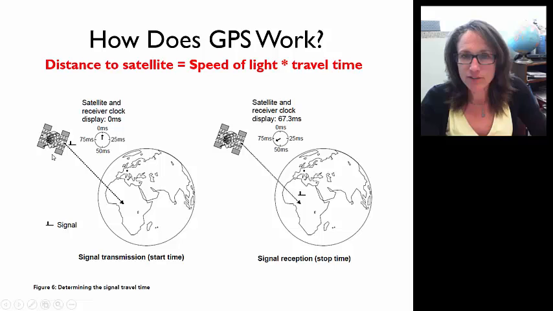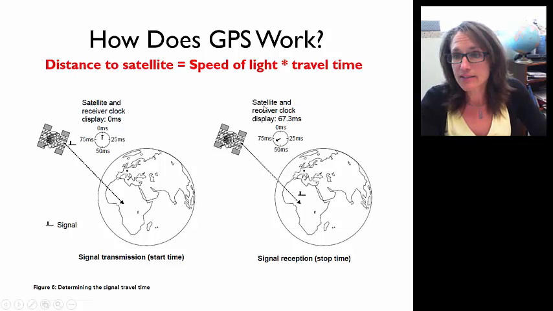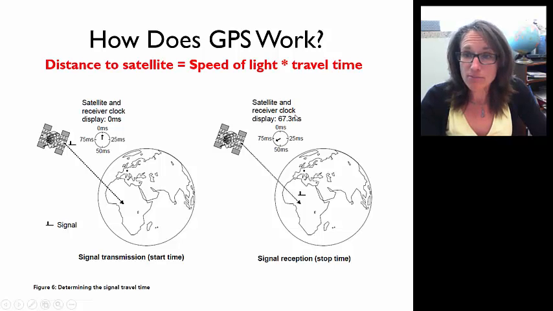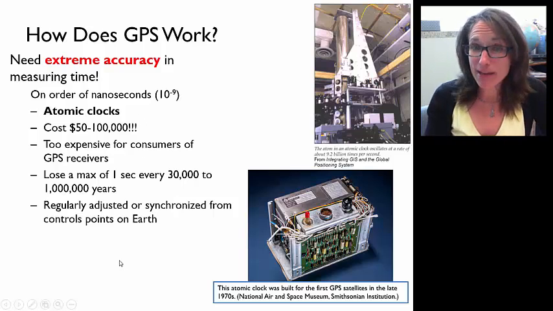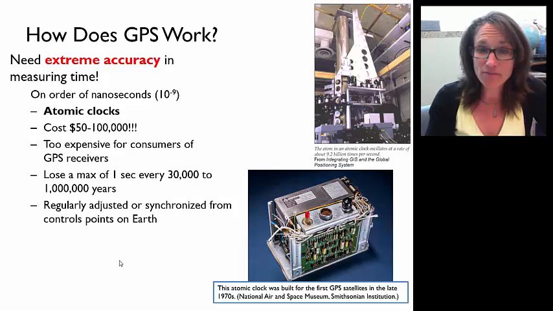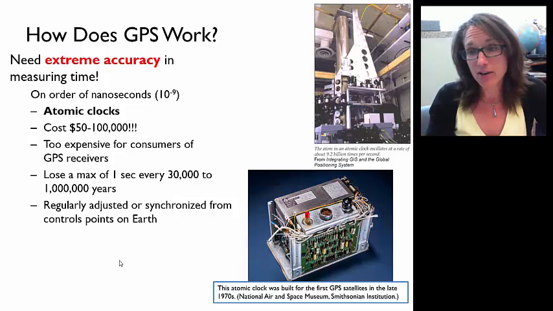Here's another illustration of that. Here is our satellite, and here's our GPS receiver. The satellite and the receiver clocks are at 0 milliseconds, and the signal travels to the receiver, and when the receiver gets it, we're at 67.3 milliseconds. That is the time it took the signal to make it to the receiver, our travel time. We multiply that by the speed of light, and we get our distance to our satellite. So we can see that measuring this travel time very accurately is extremely important, because we're going to use that to calculate our position.